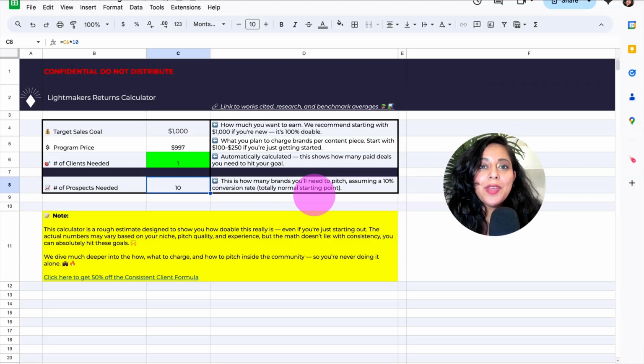So, a good rule of thumb is to speak to 10 prospective clients, people that could potentially want to enroll in your program, for every one client that you want. This gives you a 10% win rate. This is out of 10 people, how many people are going to say yes to your program or to your offer or to your course or whatever it is.